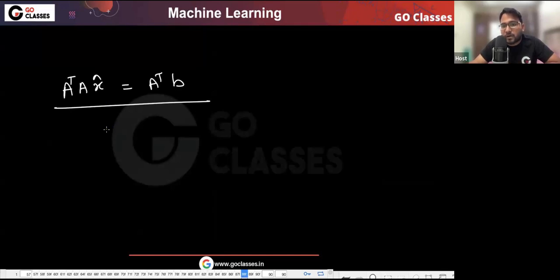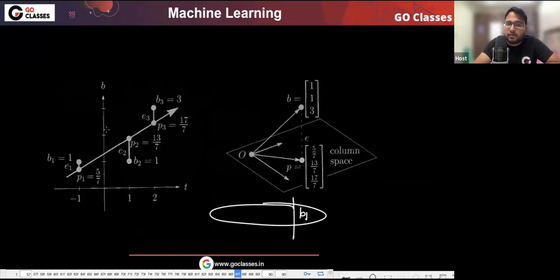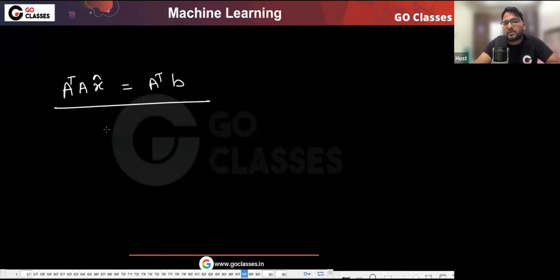Navjot is asking, how will we find x cap in this case? X cap is basically just a system of linear equations, right? You will be finding x cap using the system of linear equations. I mean, you will not be able to invert it, so don't find it using the inverse. You can find it the way we did in linear algebra, using Gaussian elimination.